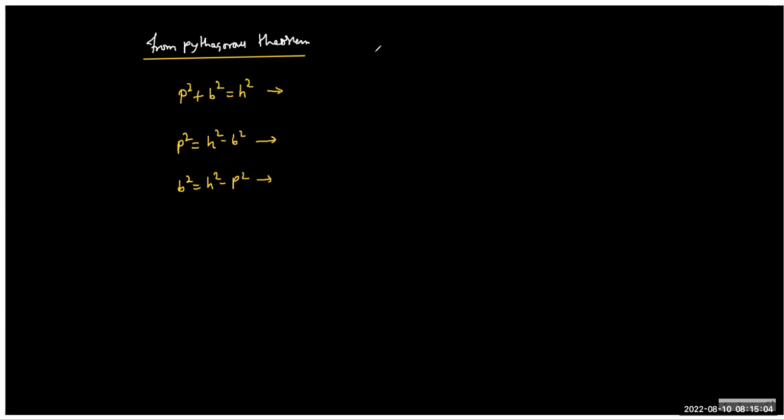So I can divide by H square. Well, what I can get is P by H whole square plus B by H whole square equals to 1. If I divide by P square, you will get 1 equals to H by P whole square minus B by P whole square. And if I do the same thing, if I divide by B square, I'll get H by B whole square minus P by B whole square.